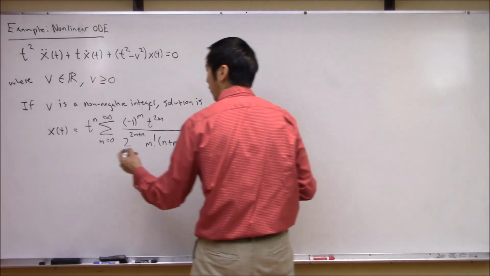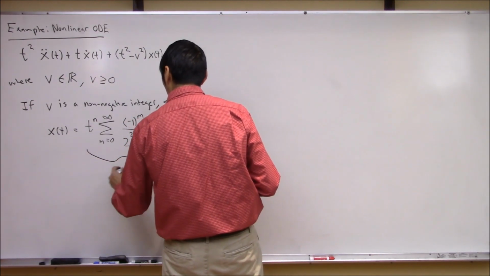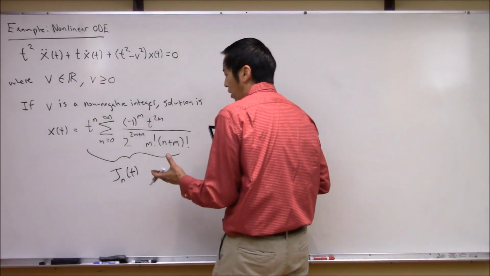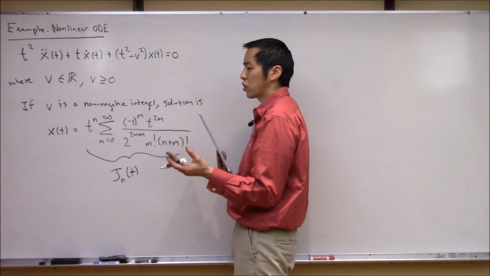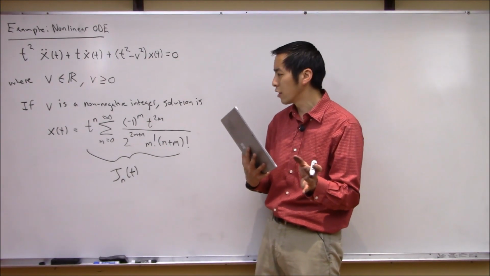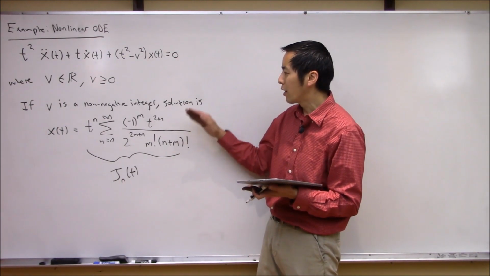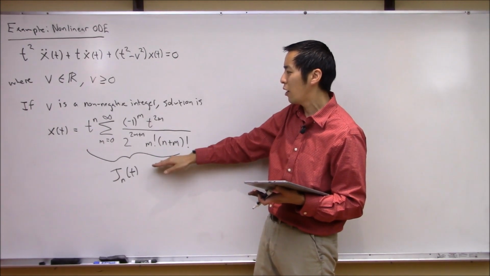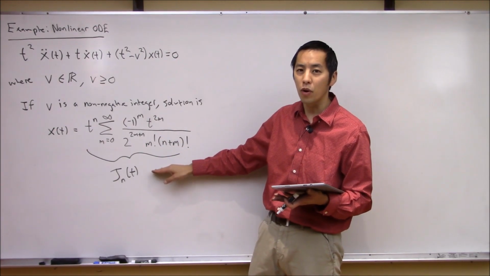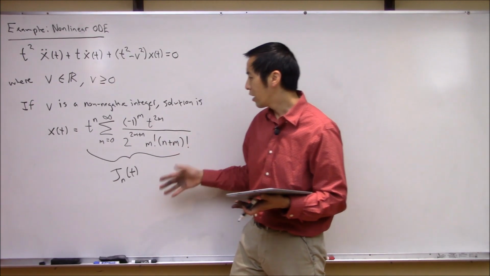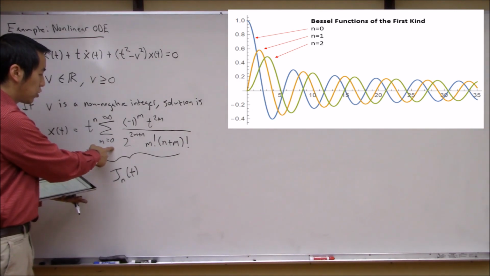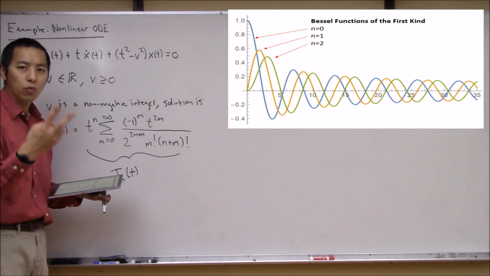These actually have a very special name. Sometimes these are referred to as J sub n of t. They're called Bessel functions of the first kind, and we'll talk about these a little bit later. All we want to realize is that when you have a nonlinear ordinary differential equation, you can see how the solution can get a lot more complicated. And just for giggles, let me show a screenshot of what this function looks like for n equals 0, n equals 1, n equals 2.